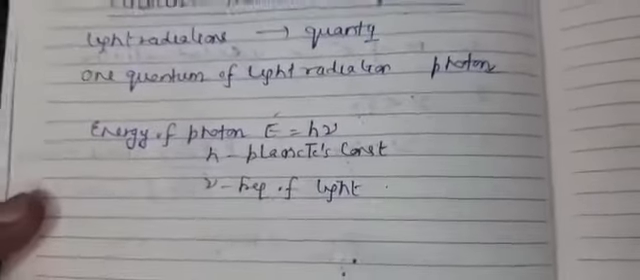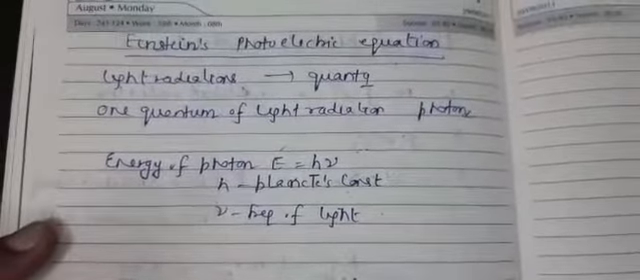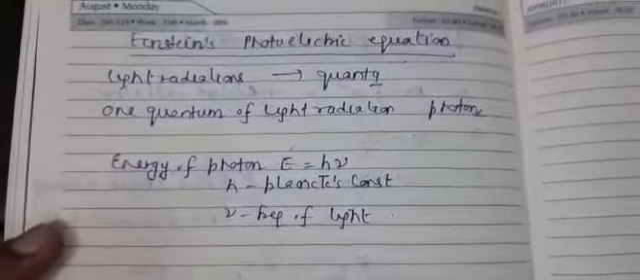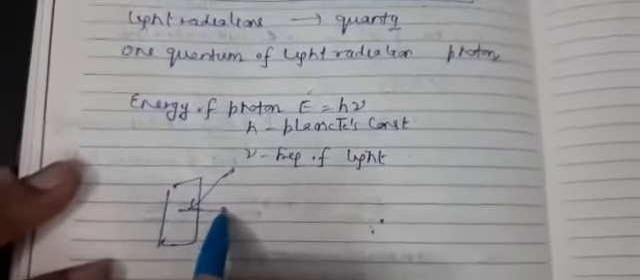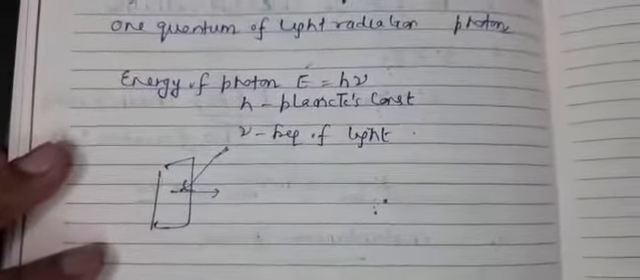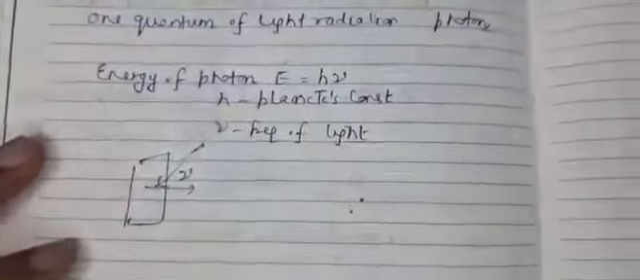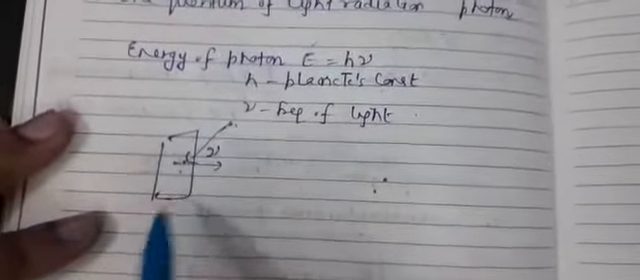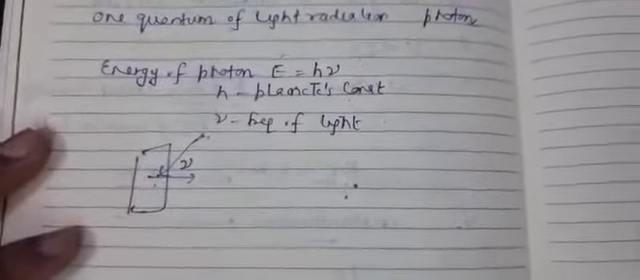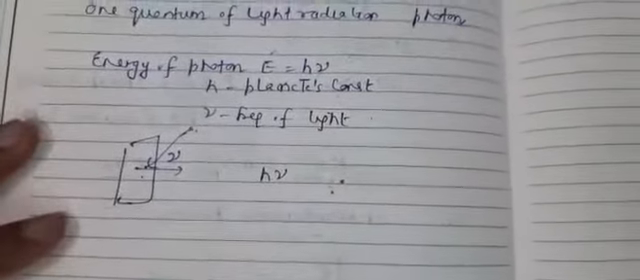Einstein assumed that one photoelectron is ejected from a metal surface if one photon of suitable frequency falls on the surface. If light intensity falls, then as many photons as are incident, that many photoelectrons are emitted out. Now consider a photon of frequency nu, that is, an incident photon having frequency nu, incident on this photosensitive metal. The energy of the incident photon, h nu, is spent in two ways.